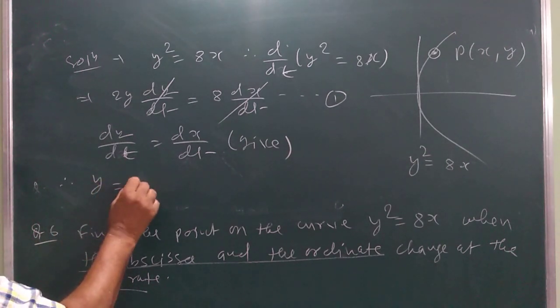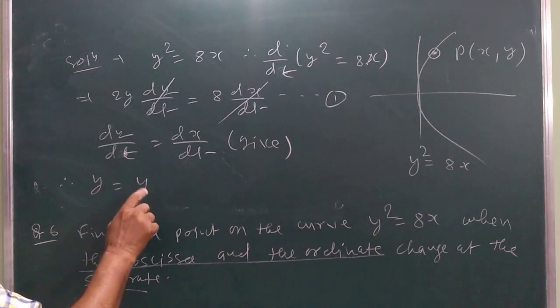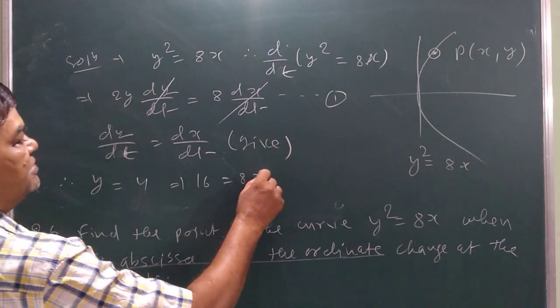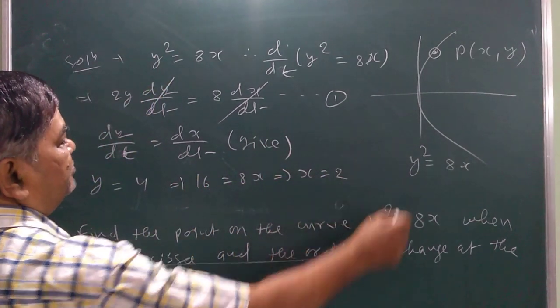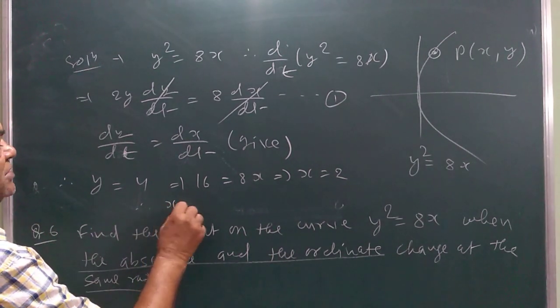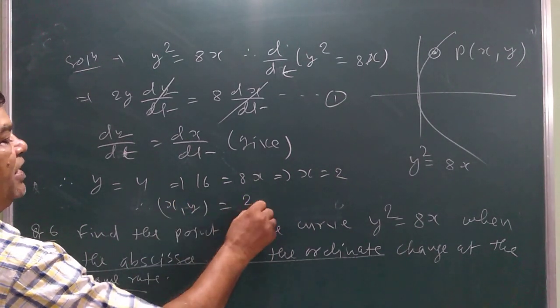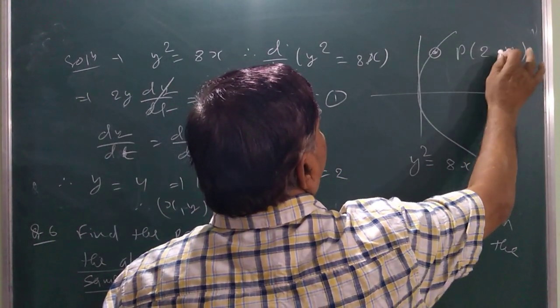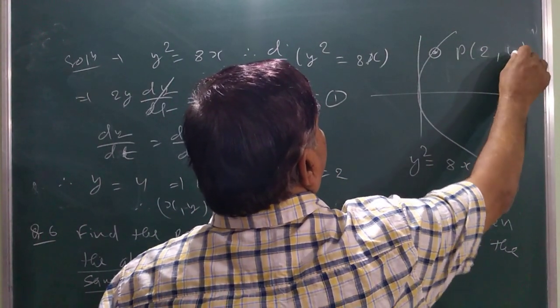So the value of y is 4. Now if you put the value of y here 4, then 16 is equal to 8x. So x is equal to 2. So the point is your 2 and 4. So this is the answer. This point is 2, 4.